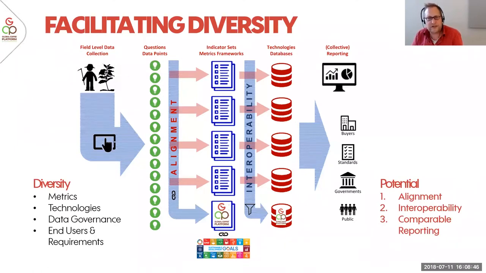So the basic philosophy behind our approach is to acknowledge this diversity. But we want to try to facilitate that a little bit and tap into the potential of alignment, of interoperability, and also of a joint and comparable reporting. That means alignment, that's the first longer arrow: semantic alignment of indicators and also the data points. Secondly, interoperability, that means enabling different technologies and databases to exchange data more easily. And finally, to allow for a comparable and possibly joint sector reporting.